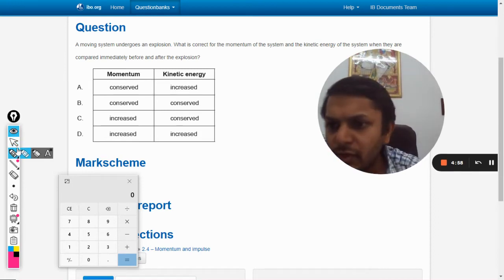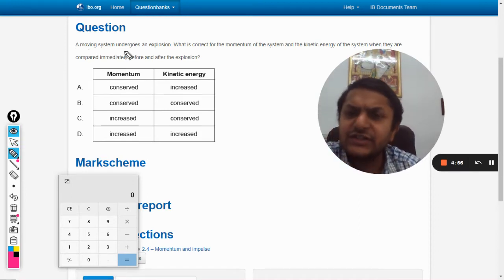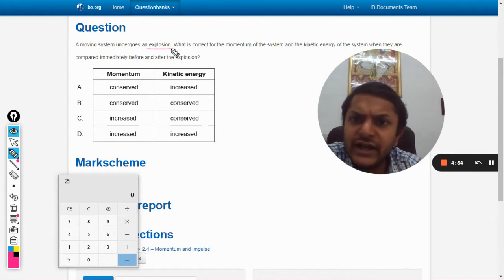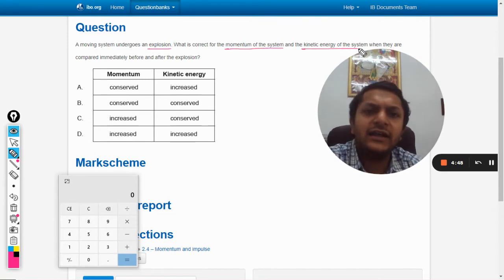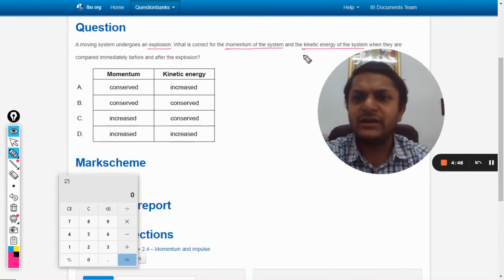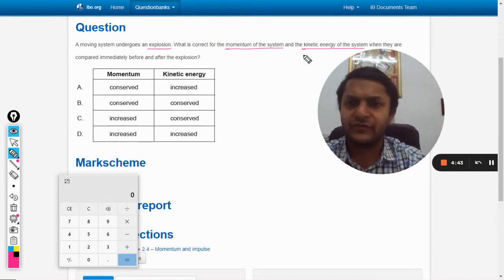Okay, so a moving system undergoes an explosion. What is correct for the momentum of the system and the kinetic energy of the system when they are compared immediately before and after the explosion?